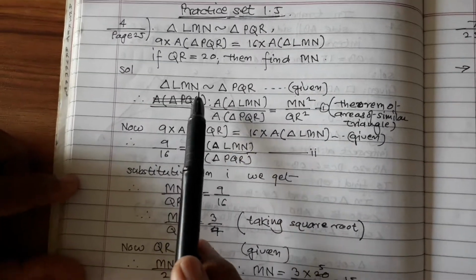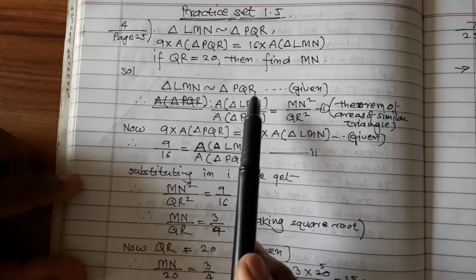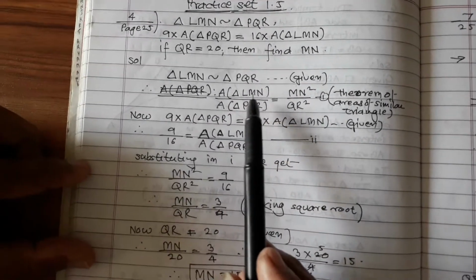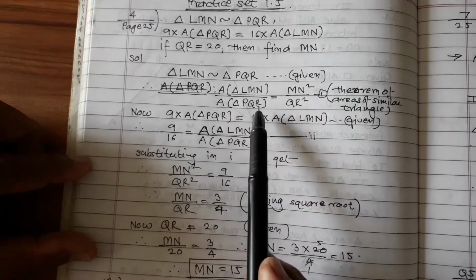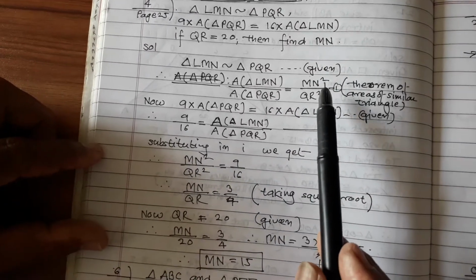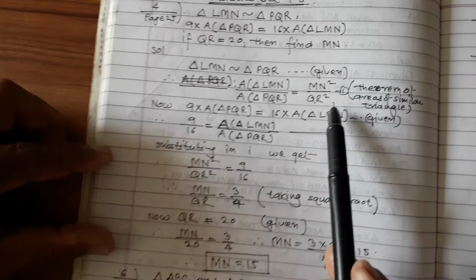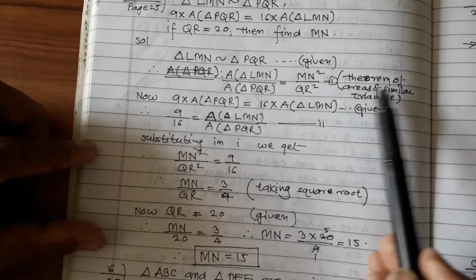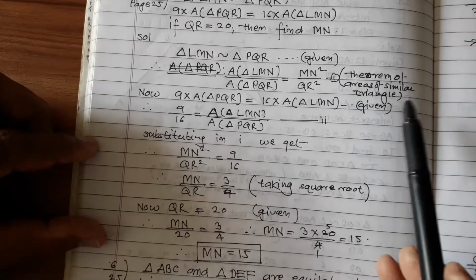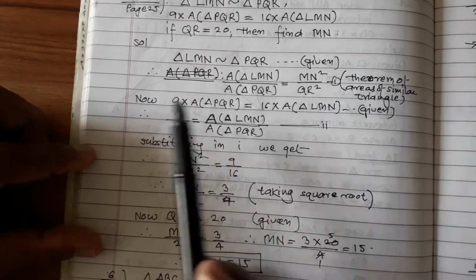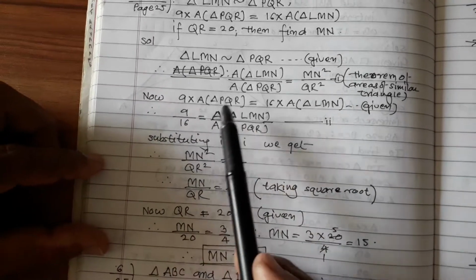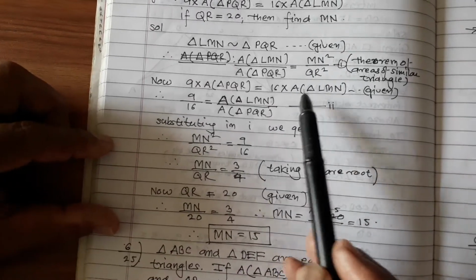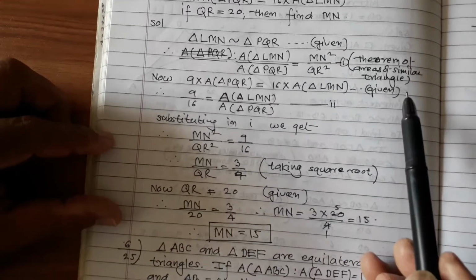Triangle LMN is similar to triangle PQR, and therefore area of triangle LMN upon area of triangle PQR is equal to MN square upon QR square. Statement number 1, and the reason is the theorem of areas of similar triangles. Now, 9 times area of triangle PQR is equal to 16 times area of triangle LMN, given.